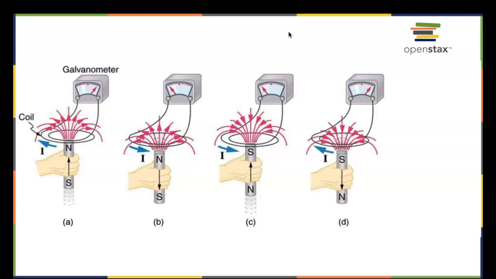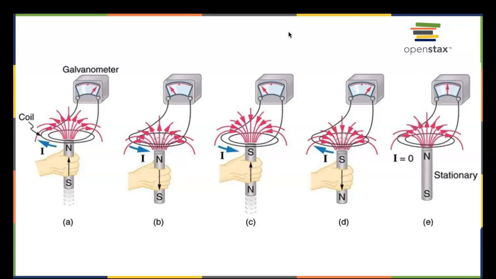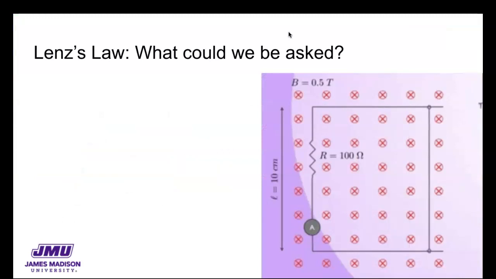And similarly, with the south of the magnet pointed upward, but the magnet being moved downward, less and less of the magnetic field is passing through the coil as the magnet moves away. So a current is induced in the coil to create more magnetic field passing down through the coil. Whichever direction you're moving the magnet, the current will be induced to oppose the change in the magnetic field passing through the inside of the coil. And then if there's no motion, everything's going to be all right. No motion, no I. So with Lenz's law, what realistically could we be asked?